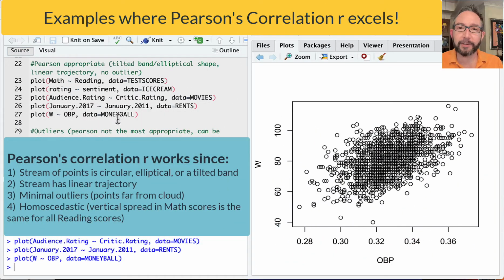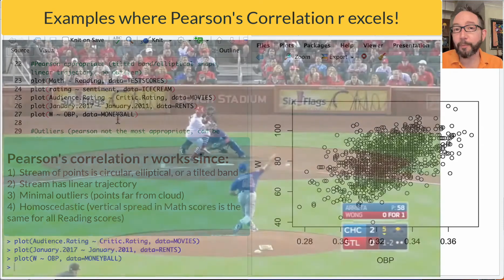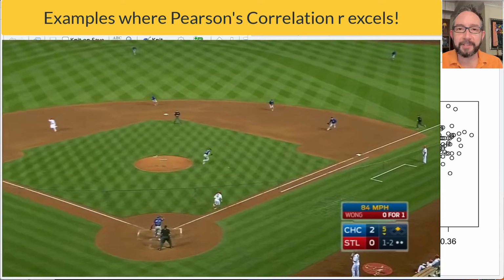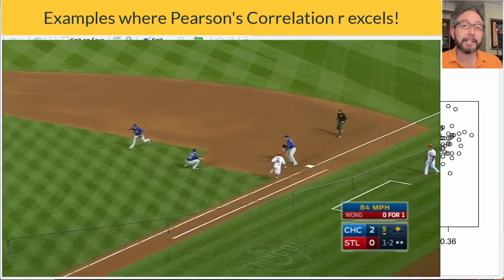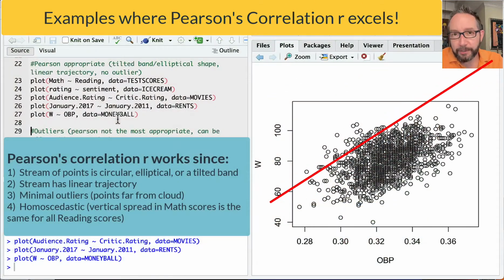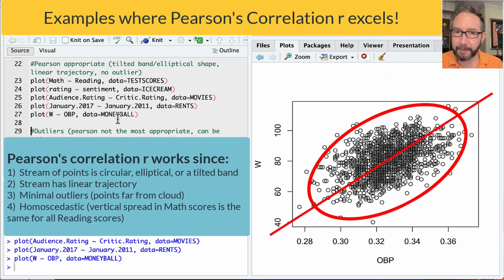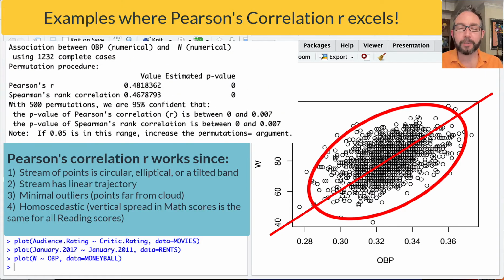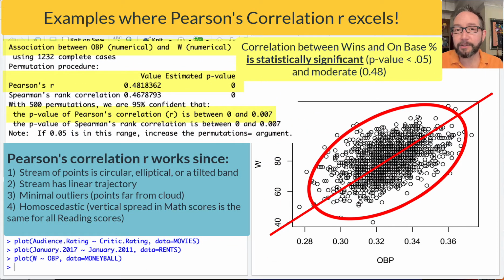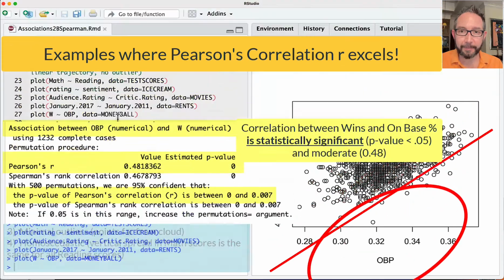And finally, if we look at an example from baseball, where we look at the number of wins that a team has over the course of a season versus the typical on-base percentage of that team, we see a stream of points that's well described by an ellipse. The trajectory is nice and linear, well described by a straight line. There are no extreme outliers. Once again, Pearson's correlation is going to be the metric we would use to quantify the strength of this relationship and to do the statistical testing.